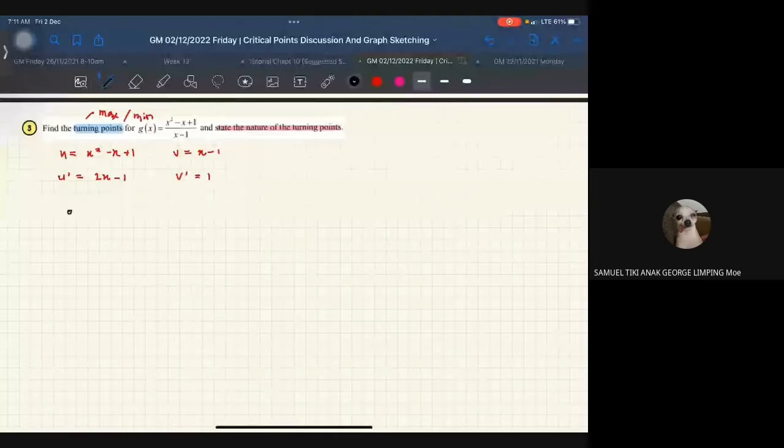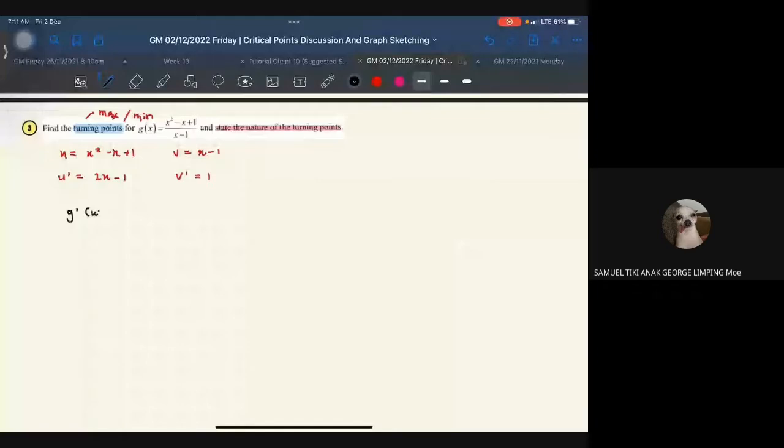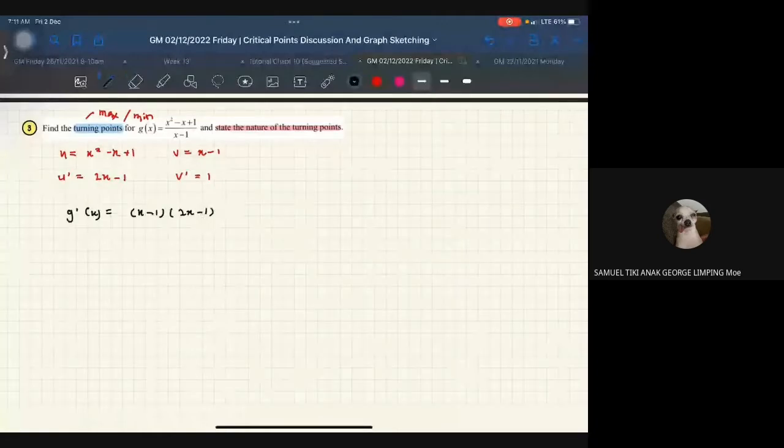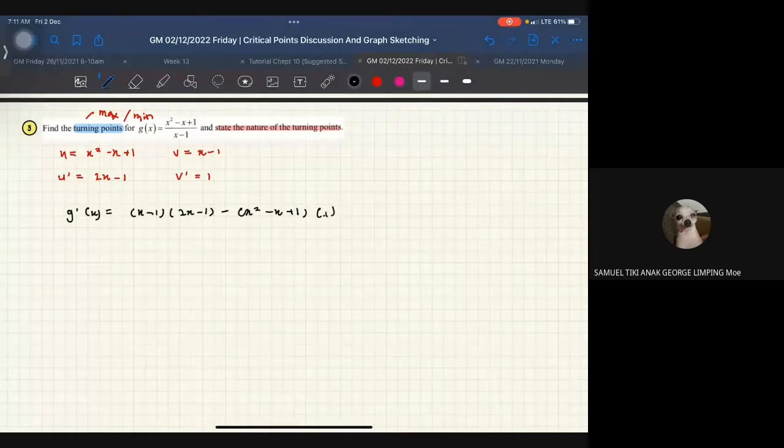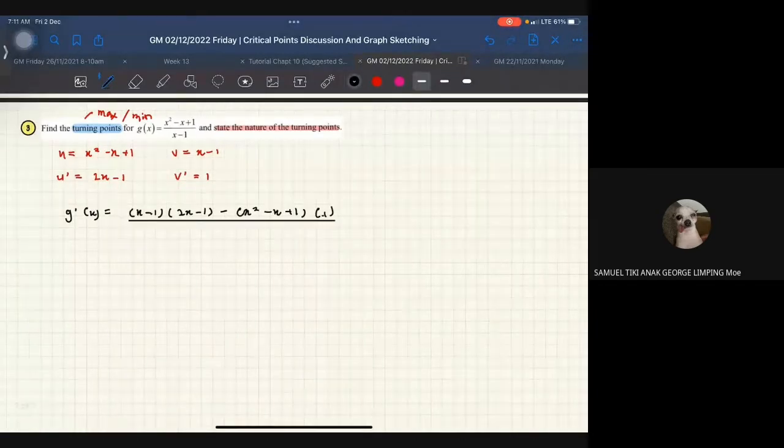So saya akan dapat G prime of X is equals to, so kita ada V U prime. So I have X minus 1 times with 2X minus 1. And then minus with X square minus X plus 1 times dengan 1. Okay, so divide with V square. So kita ada X minus 1 square. Like that. Okay, so settle dekat sini.